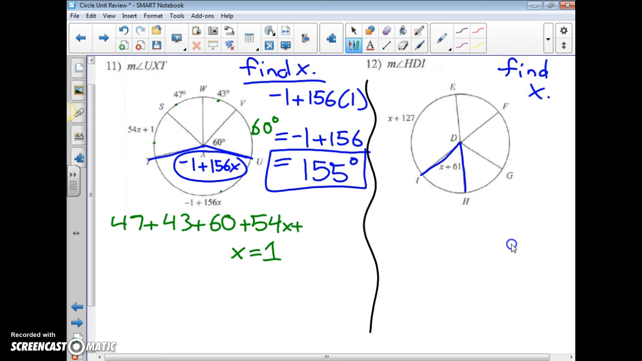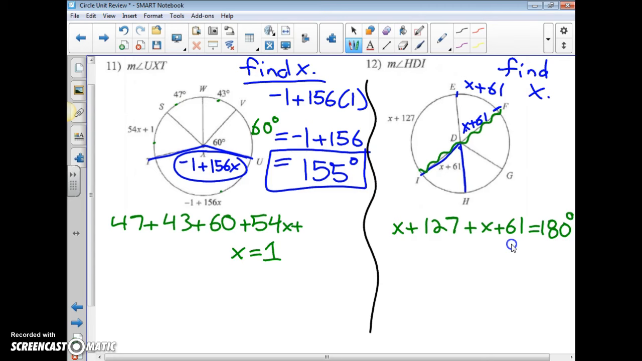Well, a couple of different things you could do. One thing I notice here is that these two angles are vertical. So I could say that this is also x plus 61, which means that this arc right here from E to F is also x plus 61. So then I take into account that I've got a semicircle. From that knowledge, I can actually set up an equation. So in doing that, I'm able to set up that x plus 127 plus x plus 61 is equal to 180 degrees.